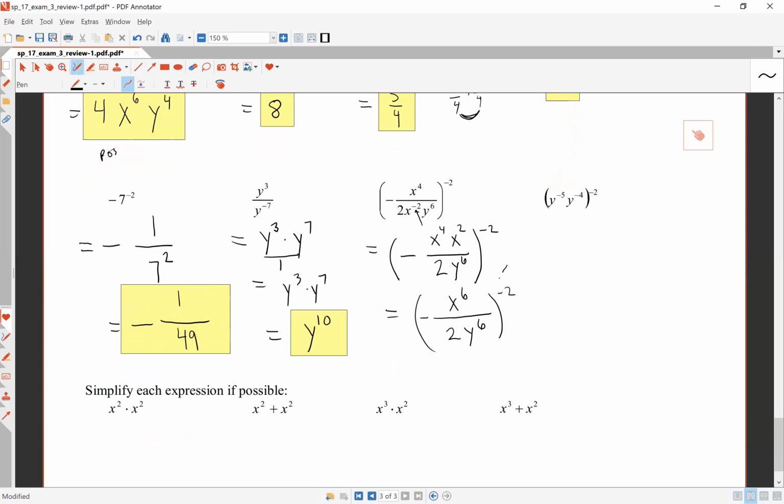All right, now I'll deal with this negative exponent there, and I'll take the reciprocal of everything. X to the 6th goes to the bottom, and 2y to the 6th goes to the top. And now we square. I'm going to put the negative on the 2 and square that. Y to the 6th squared, and x to the 6th squared. Negative 2 squared is 4. Y to the 6th squared is y to the 12. And x to the 6th squared is x to the 12.